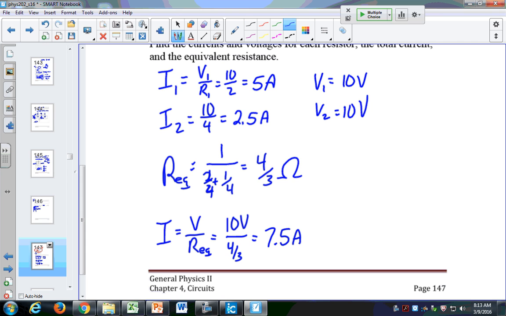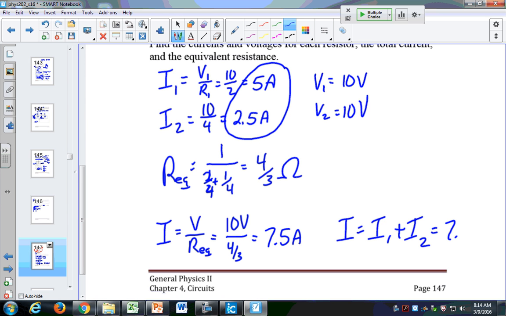Or I can also look at these two currents and say that my I is equal to I1 plus I2. This is probably the easier way. That's 5 plus 2.5, which is 7.5 amps. So either one of those ways is appropriate. All right, there are some checks, just like we had with capacitor circuits. If I find a total current, I need to make darn sure that it's equal to the sum of all my currents.